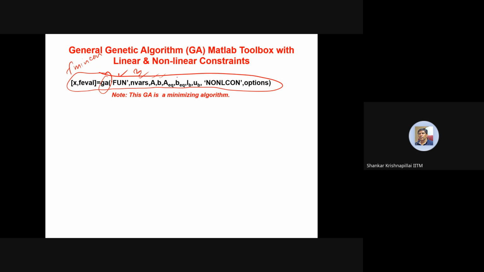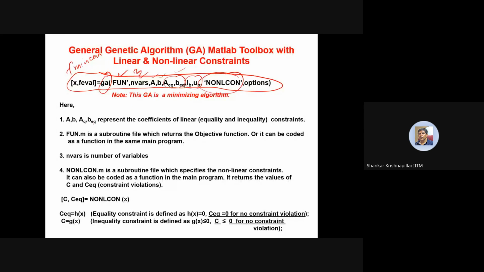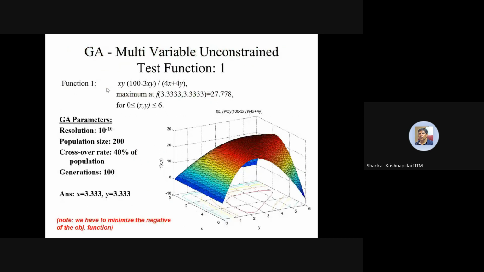Then A, b are the linear inequality constraints. Aeq, beq are the linear equality constraints. Then lower bound, upper bound, then the list of non-linear constraints. So this is exactly the same as for the fmincon. The only thing is that instead of using a calculus-based method, you use GA, and some examples are shown here, like finding the maxima of this with this toolbox.